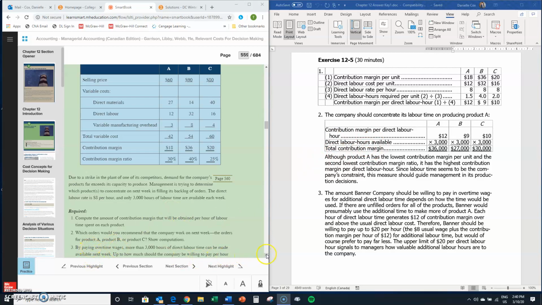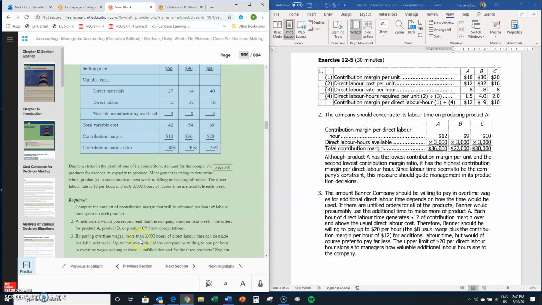And in part 3, by paying overtime wages, more than 3,000 hours of direct labor time can be made available. Up to how much should the company be willing to pay per hour in overtime wages, as long as there's unfulfilled demand? So the logic here is we're going to assume that they would continue making product A. Now we're not given any further information to say that the demand is limited at a certain amount, so we just assume they would continue making the product with the highest contribution margin per direct labor hour, they continue making A.